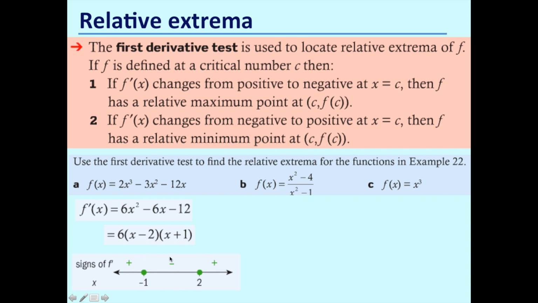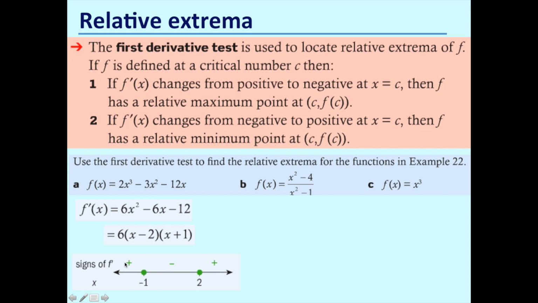And then all we're going to do is substitute in a value in each of these intervals here. So for instance here, I might take the value of 0, substitute it into my derivative, and I end up with -12. So these values will be negative. Substitute in points here, either side, you can see these will be positive.